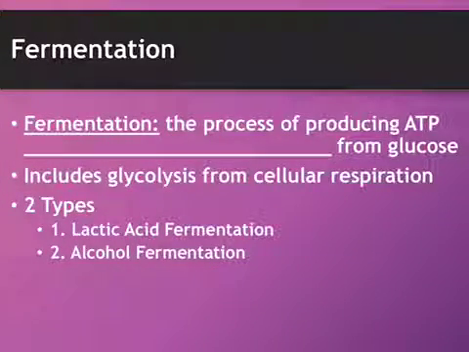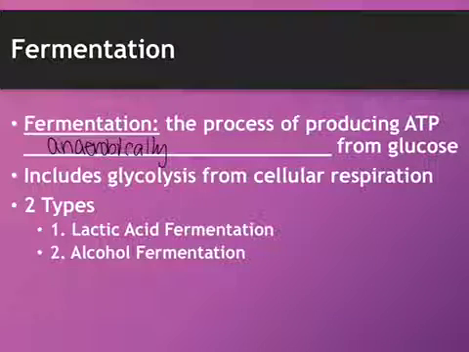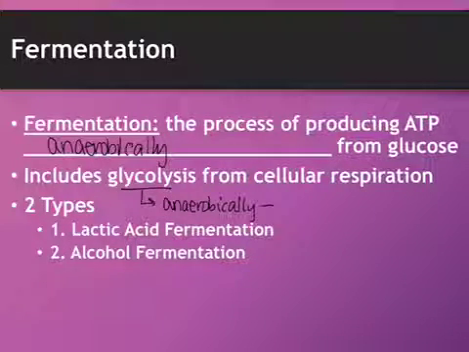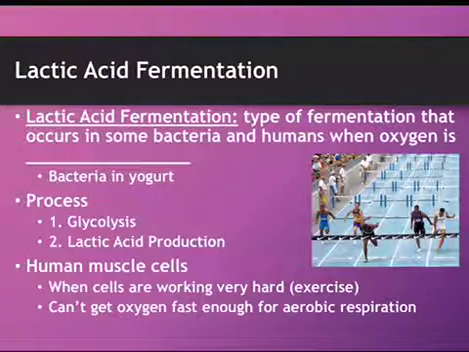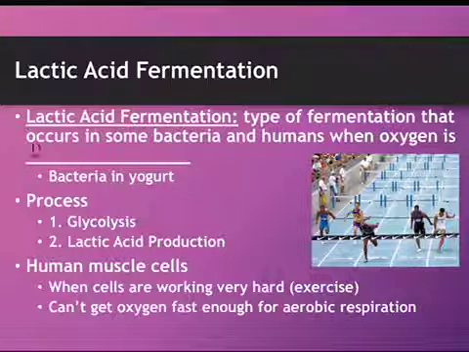Fermentation is a process that we use to make ATP anaerobically from glucose, and this includes glycolysis from cellular respiration because glycolysis happens anaerobically, which means, again, without oxygen. And there are 2 types of fermentation. The first type is called lactic acid fermentation, and it's a type of fermentation that occurs in some bacteria and humans when oxygen is absent.